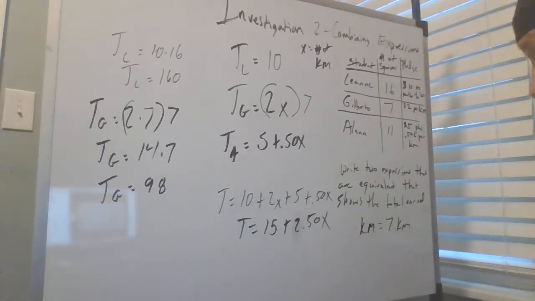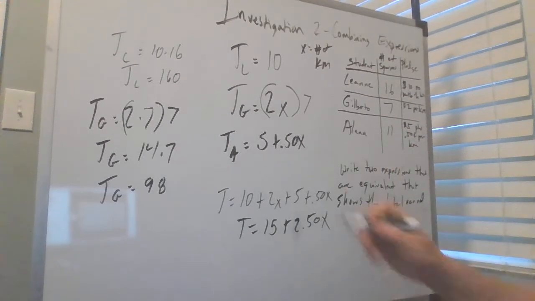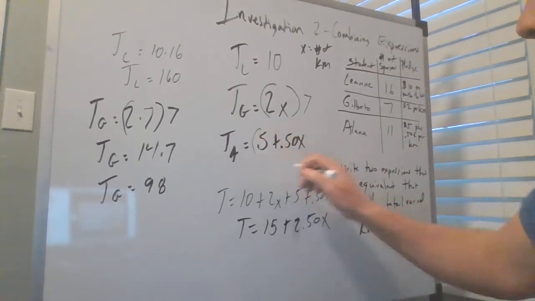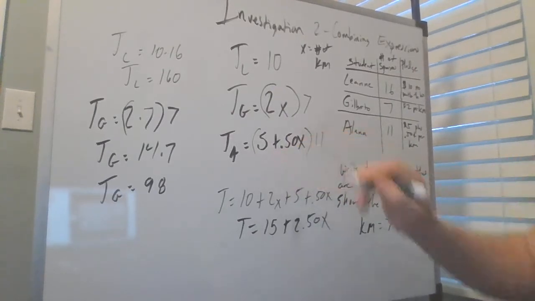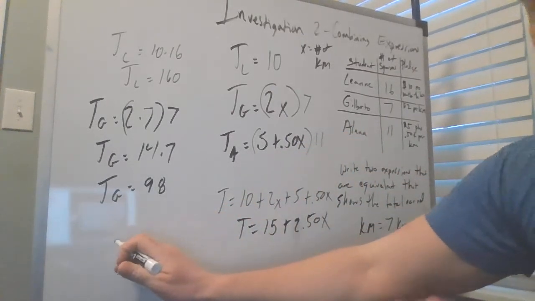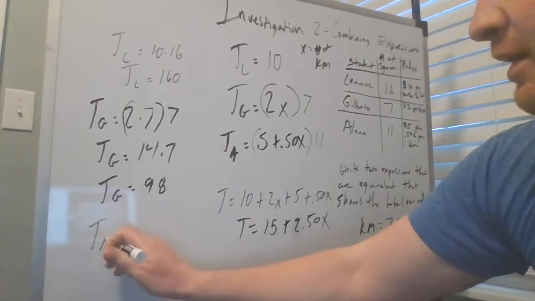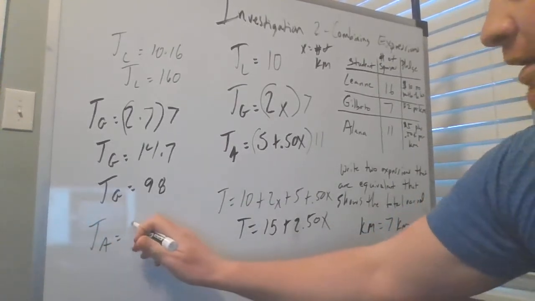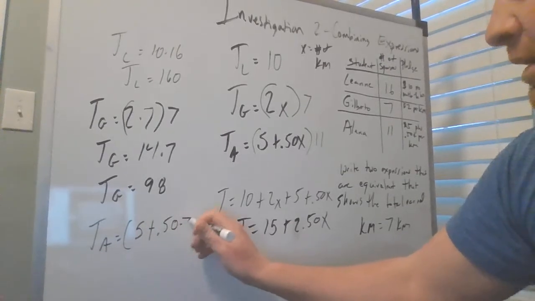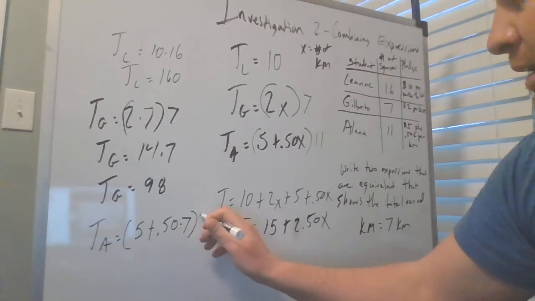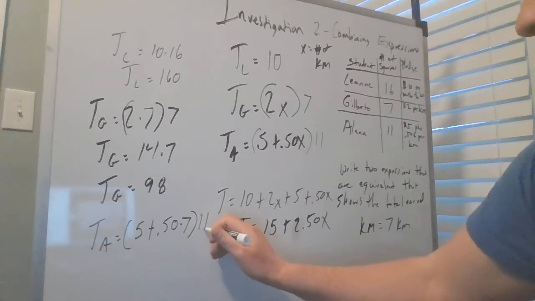And then your T of A, you got 11 sponsors for Alana. Again, we're doing this whole thing times 11. Okay? So we know that we can go in here and I can replace this equation. If I get enough room here, I got T of A. We got 5 plus 0.50 times 7. Okay? Times 11, which is the total number of sponsors.